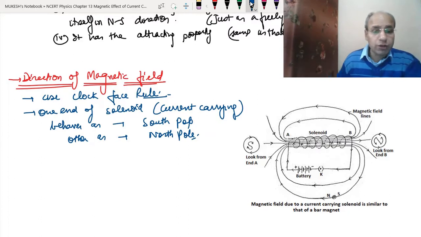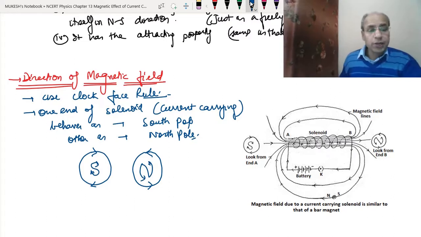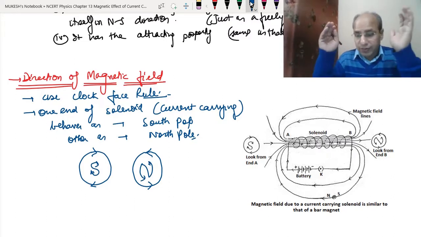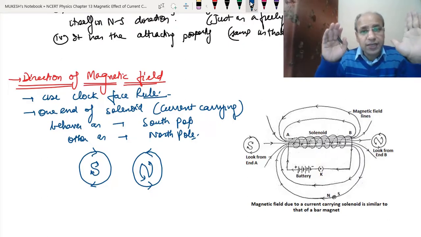So as we know, the clock face rule, what does it say? That at the face, if the current appears to be clockwise, then it will be a south pole, and the face in which the current appears to be anti-clockwise, then it will be a north pole. Okay, I hope this is clear to you. So we have learned what is the solenoid, what is the magnetic field pattern of the solenoid, and how do we find the direction of the magnetic field, means the two poles.